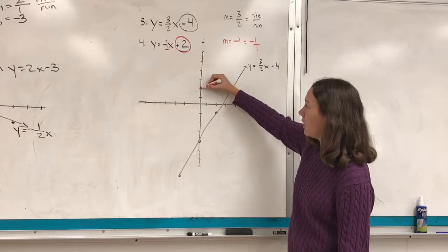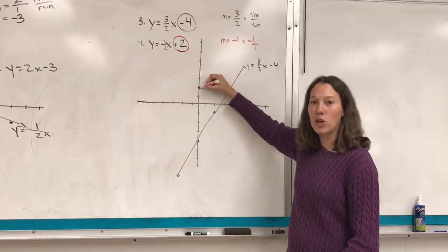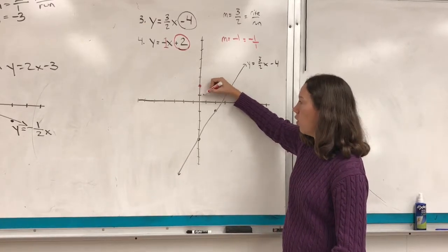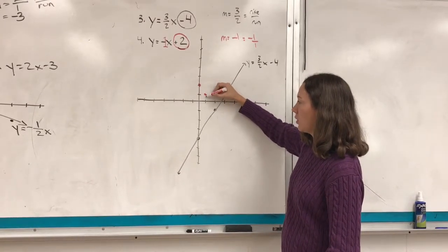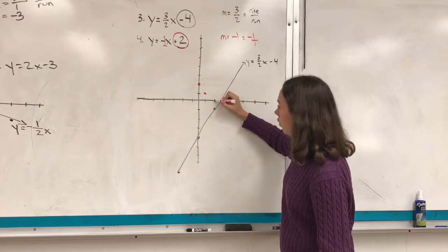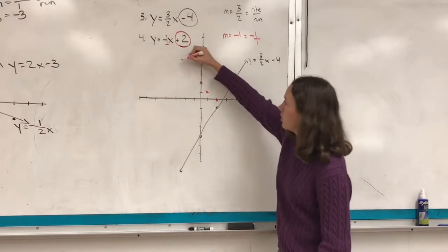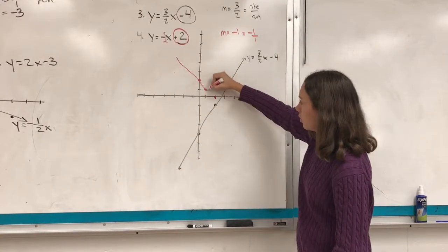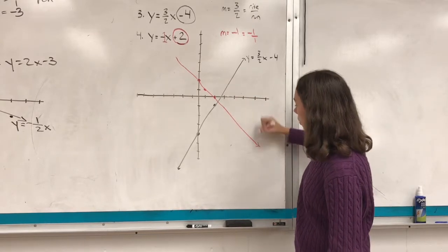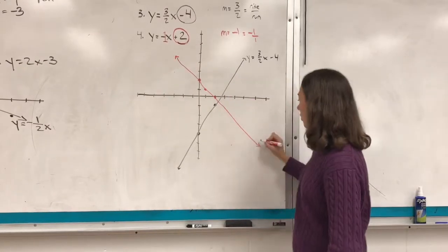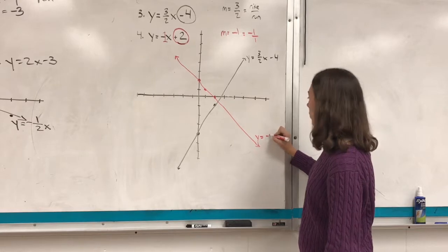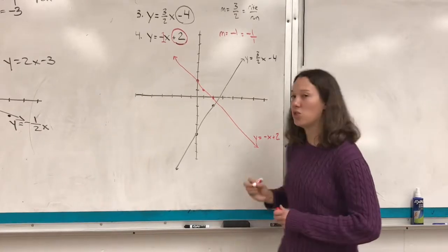So from our point here, it's -1, so I'm going to go down 1 over 1. And I'm going to do that a couple times. Down 1 over 1. Now that I have my points, I'll connect them with a straight line, putting my arrowheads on either side and labeling my line y equals -x plus 2.